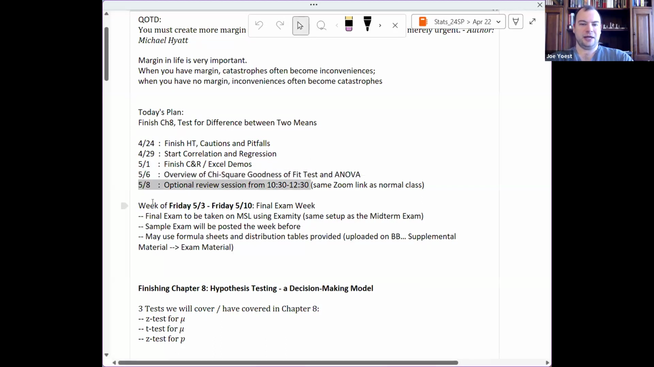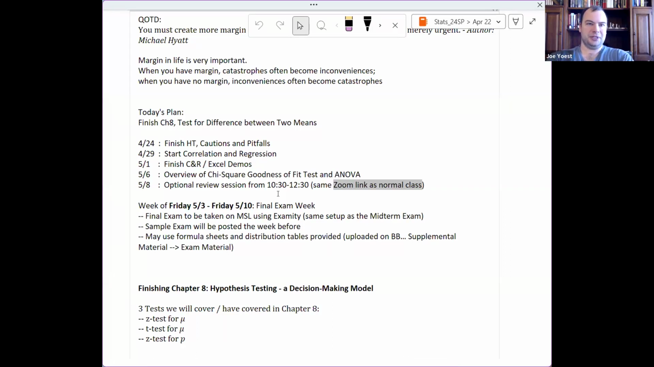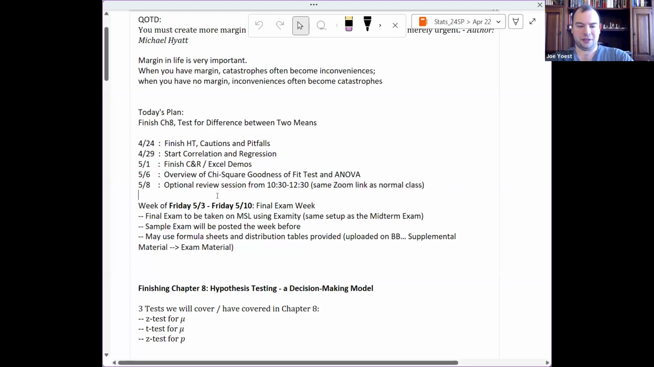But on the 8th, we'll have an optional review session from 10:30 to 12:30. So basically, I'll run this more or less like office hours where I'll just be available at the same Zoom link as our normal class time. So the same Zoom link you just logged onto now. So that'll just be a review session, office hours kind of deal. And if more than a couple of students show up, then I'll run it a little bit more like a class session where if folks have certain topics or certain problems they want to review, we'll go through it a little more like a class. Or if there's just one or two people, we'll run it more like office hours. So that's pretty flexible on the 8th there.